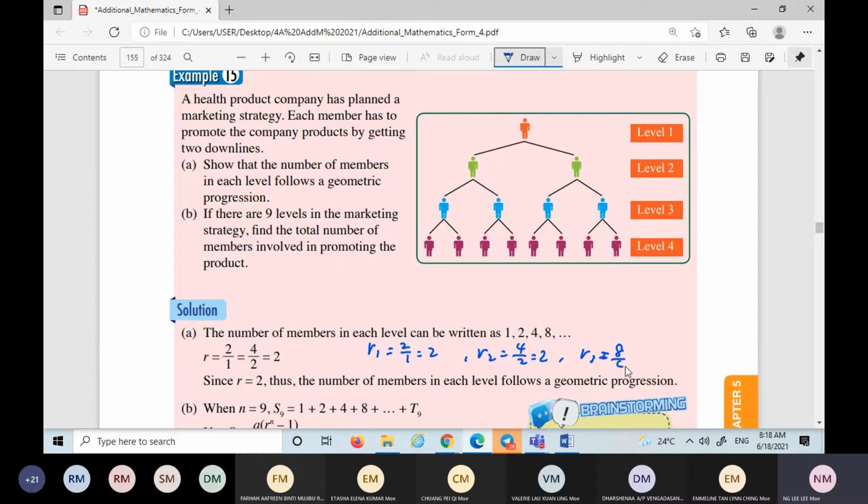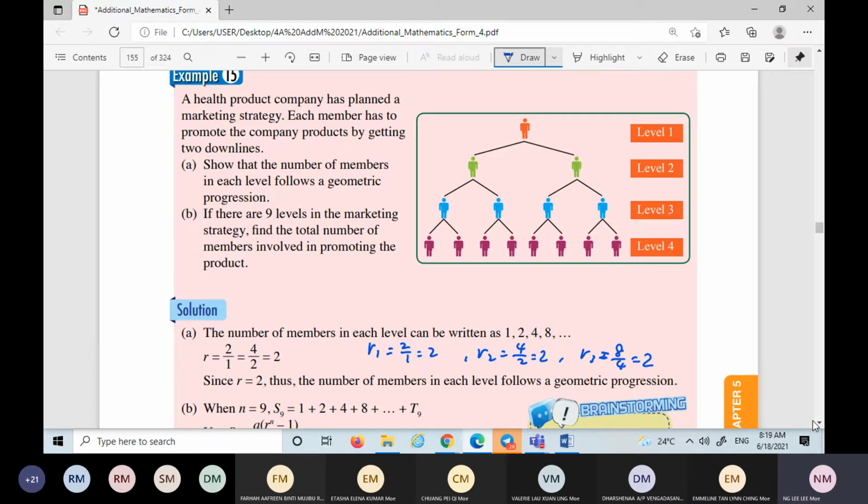So 8 divided by 4 is still 2. Therefore, since the r are the same, this is a common ratio. So this is a geometric progression. Then we go to part B.